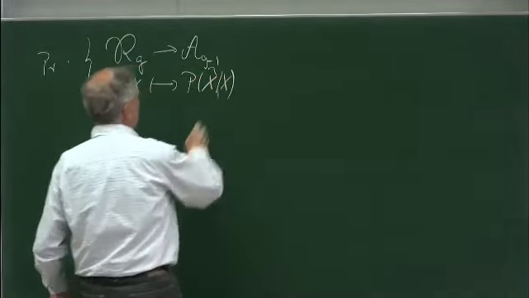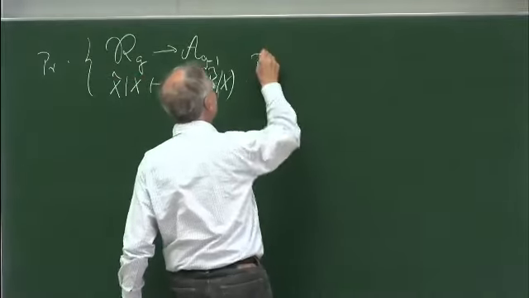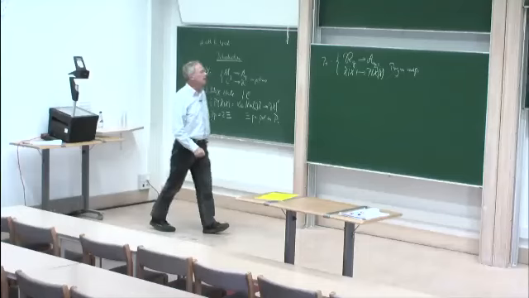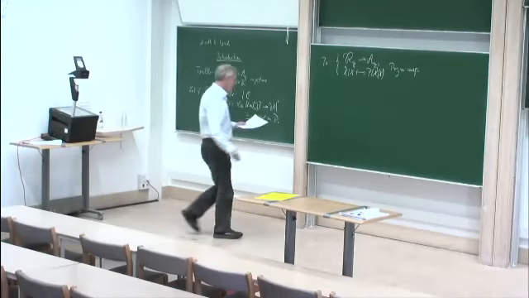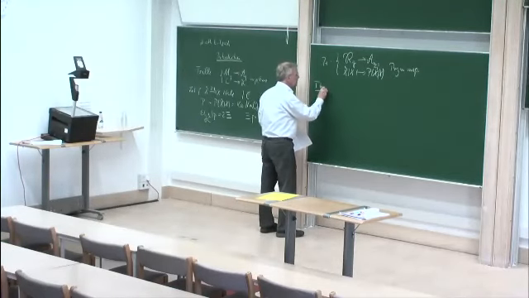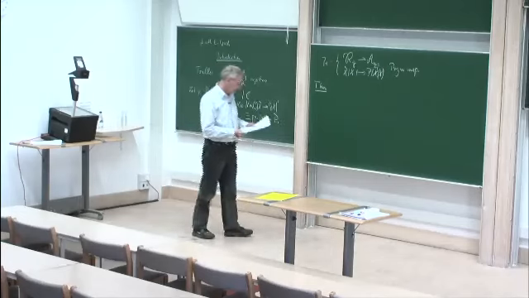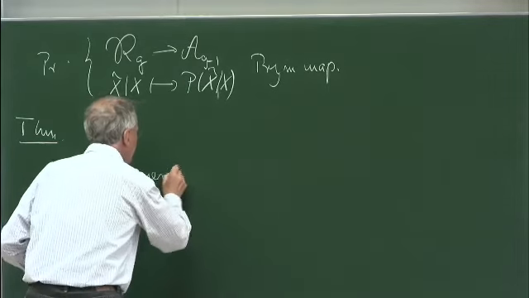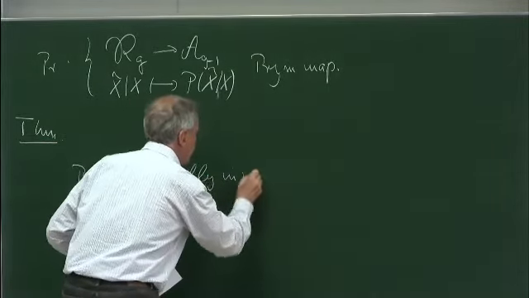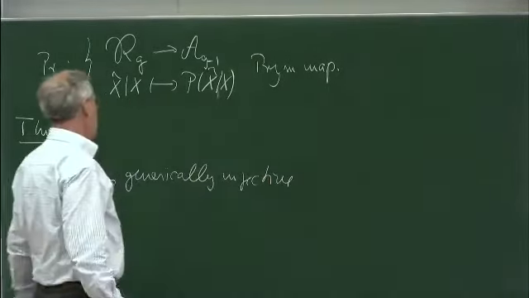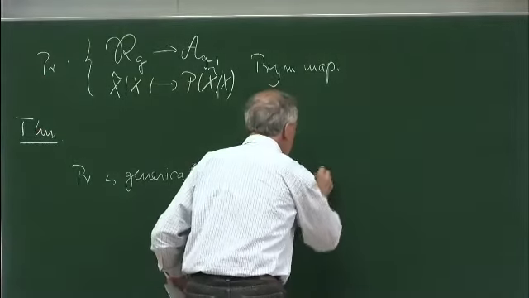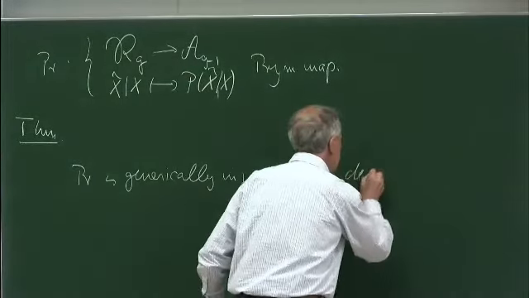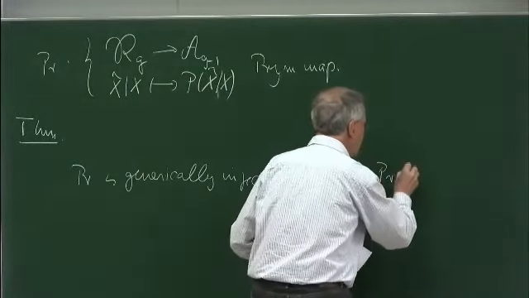So, I call it like that. This is the Prym map. The question is, of course, whether this map is injective. Well, there's the following theorem. It is generically injective. So the Prym map is generically injective, which means that the degree of the map onto its image is 1.